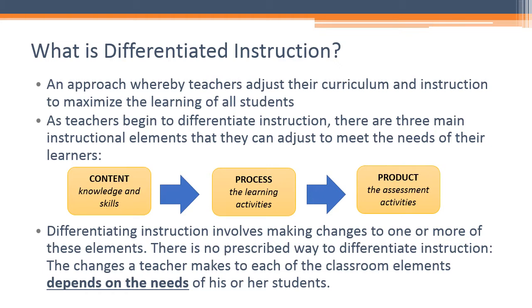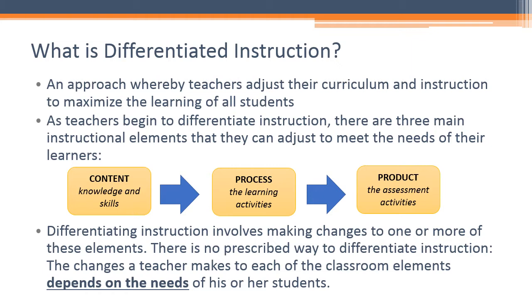Either a teacher adjusts or differentiates the content, or the product, or one of them. And there is no prescribed way to differentiate instruction. What the teacher needs to remember is that differentiation will occur depending on the needs of his or her students. So, as a teacher applying differentiation in the classroom, you need to look first at the learning needs of your students before you differentiate, because that would be your basis.